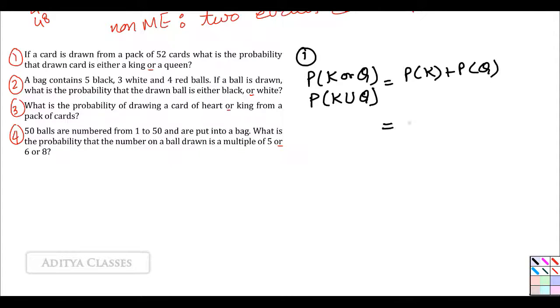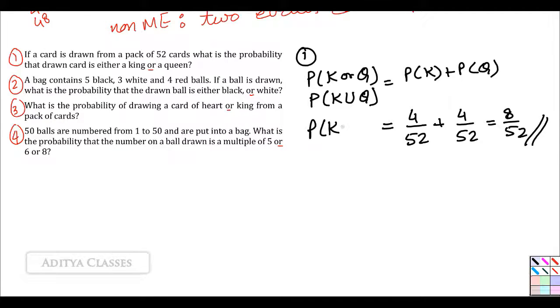What is the probability of drawing a king from the deck? 4 by 52. What is the probability of drawing a queen? It is again 4 by 52. So making it 8 by 52. So our answer is 8 by 52. What is the probability of the card being king or queen? It is 8 by 52.